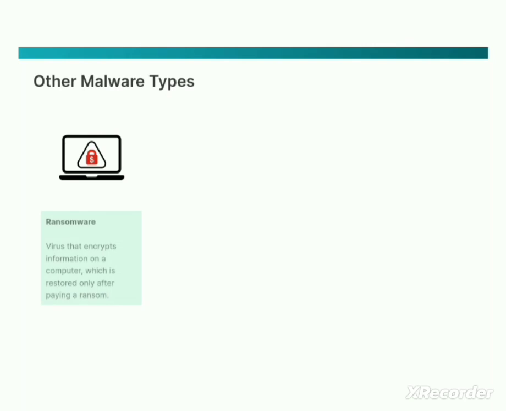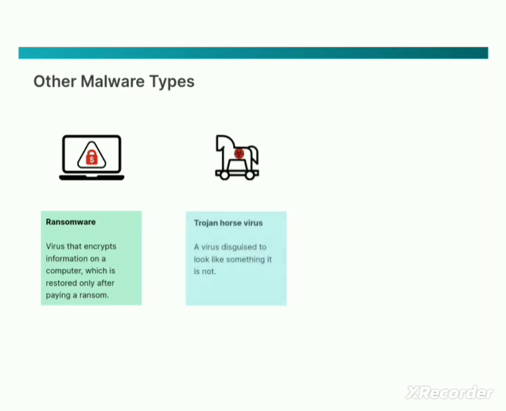Ransomware is a type of virus that encrypts or prevents access to the information on a computer and restores access only after the user pays a ransom. A Trojan horse virus is a virus designed to look like something it is not. For example, viruses can be hidden within unofficial games, applications, file sharing sites, and bootlegged movies. A remote access Trojan, RAT virus, is Trojan malware that can remotely control an infected computer.